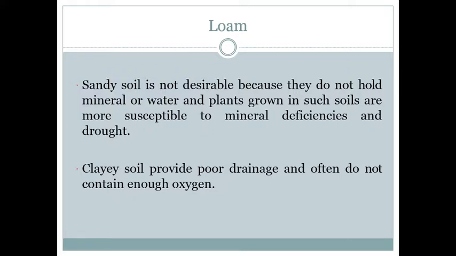Now sandy soil is not desirable because it does not hold minerals or water, and plants grown in such soils are more susceptible to mineral deficiencies and drought. Now, I said earlier that sandy soil is porous, but however, it's not desirable if you want to pursue agricultural production. The tendency is they cannot hold much of the minerals, even water. So it is not applicable for planting. Now, we have clayey soil, which provides poor drainage and often does not contain enough oxygen because there are no spaces or pores. It is more on aggregates.